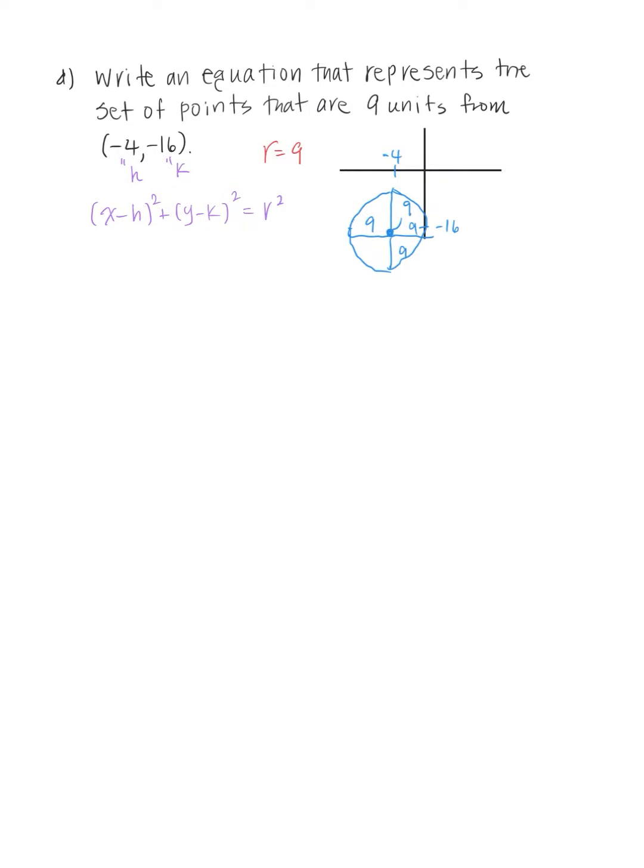Okay, so let's plug and chug. So then here you're going to have (x minus -4) squared plus (y minus -16) squared equals 9 squared. Okay, so then here we're going to have (x plus 4) squared plus (y plus 16) squared equals 81. So that is the equation of the circle.